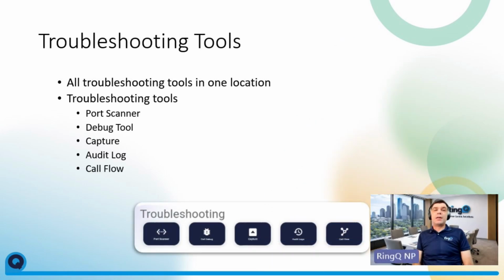We've done a bit of housekeeping as well with our troubleshooting tools. It's not just the ease of use of the system, but it's also if you need to troubleshoot if something goes wrong. So we have put all the troubleshooting tools into one nice, easy to find location on the dashboard under troubleshooting. So here you will find the port scanner. You will find the debug tool. I will be explaining how each one of these works in the next coming slides. The packet capturing, the audit log, and the call flow.